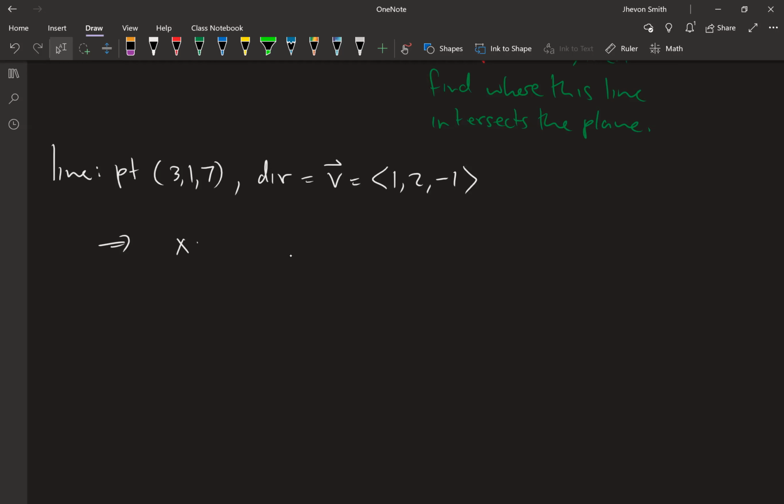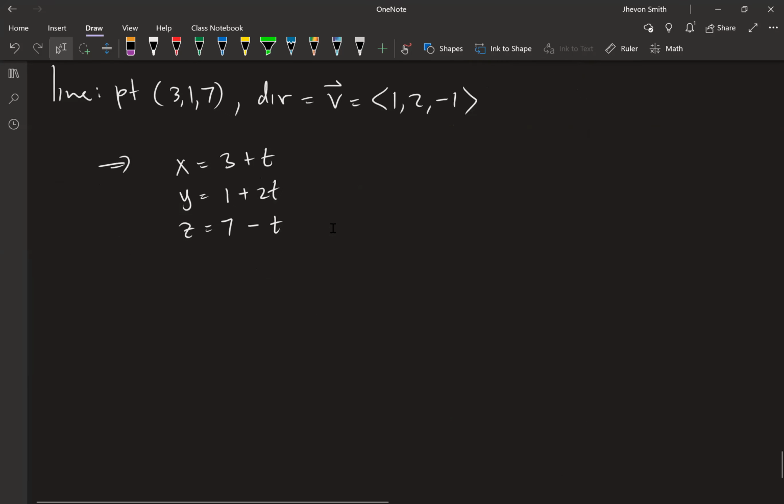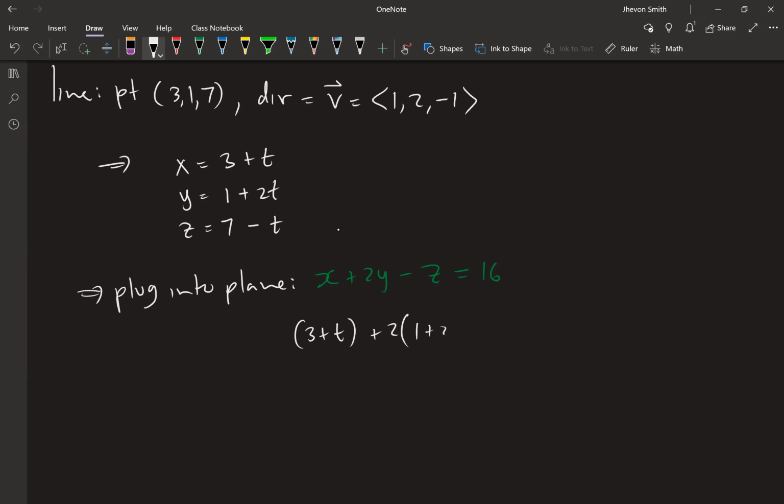So this means that our line looks like x is equal to 3 plus t, y is equal to 1 plus 2t, and z is equal to 7 minus t. Right, so it's (1, 2, -1). Now what you do is just plug into the plane. The plane is actually x plus 2y minus z equals 16. So I'm just going to plug that in. x, 3 plus t, plus 2 times y, 1 plus 2t, minus z, 7 minus t. That should give us 16. So this is 3 plus t plus 2 plus 4t minus 7 plus t equals 16.